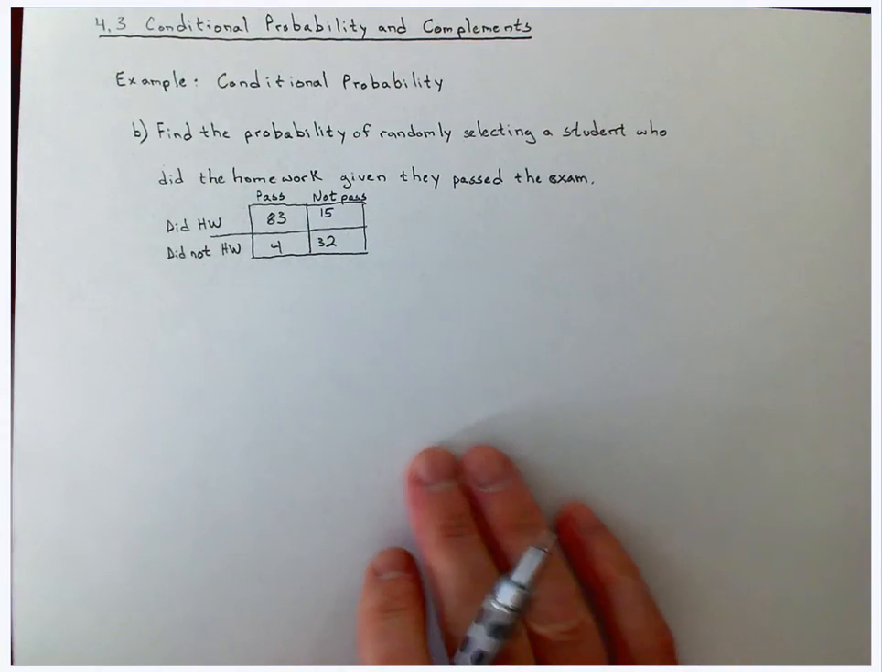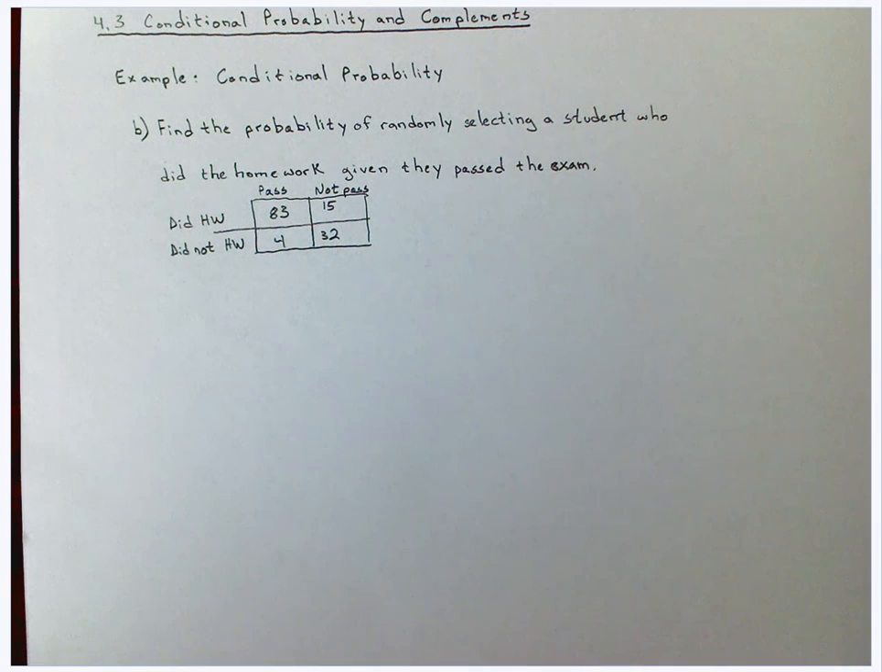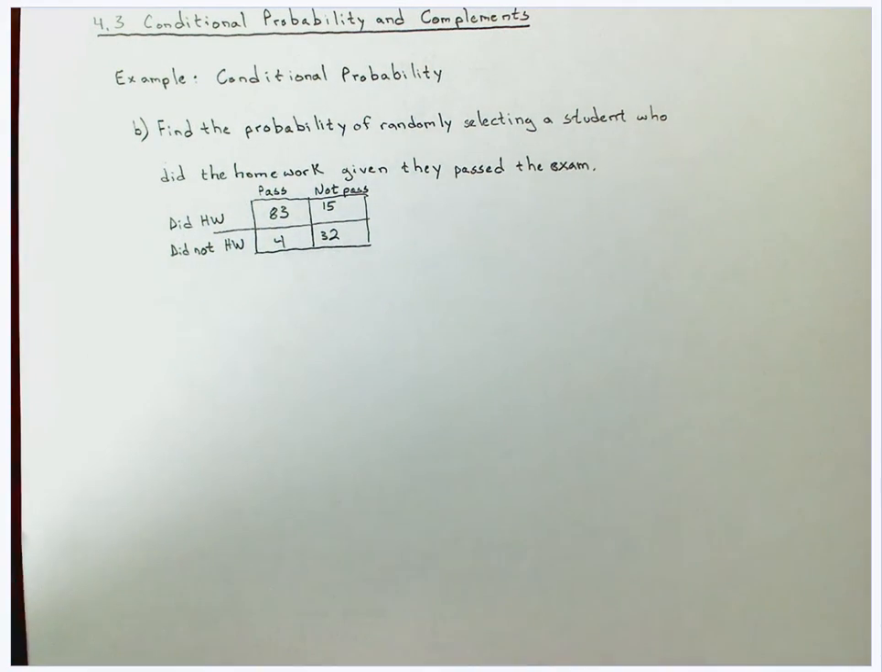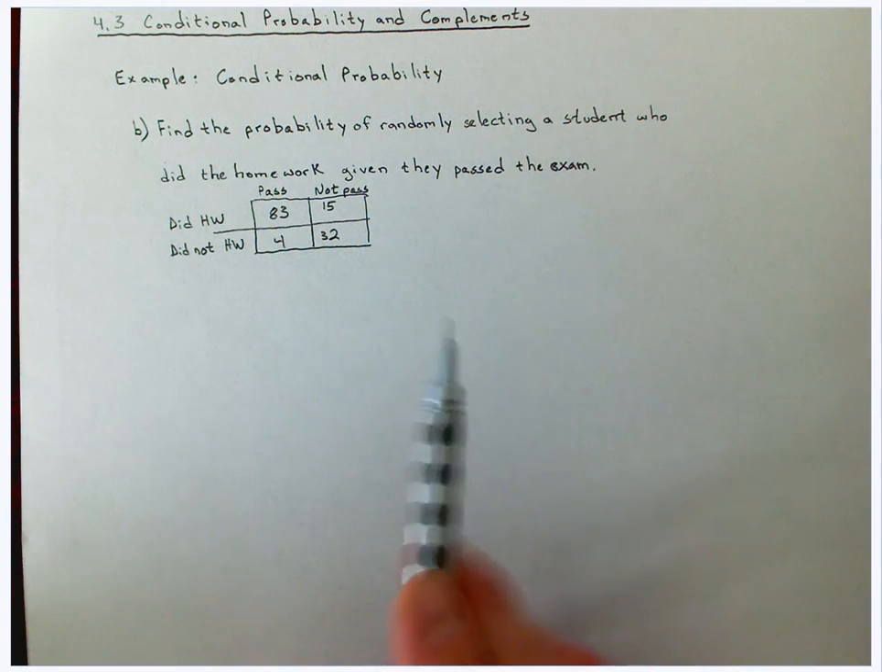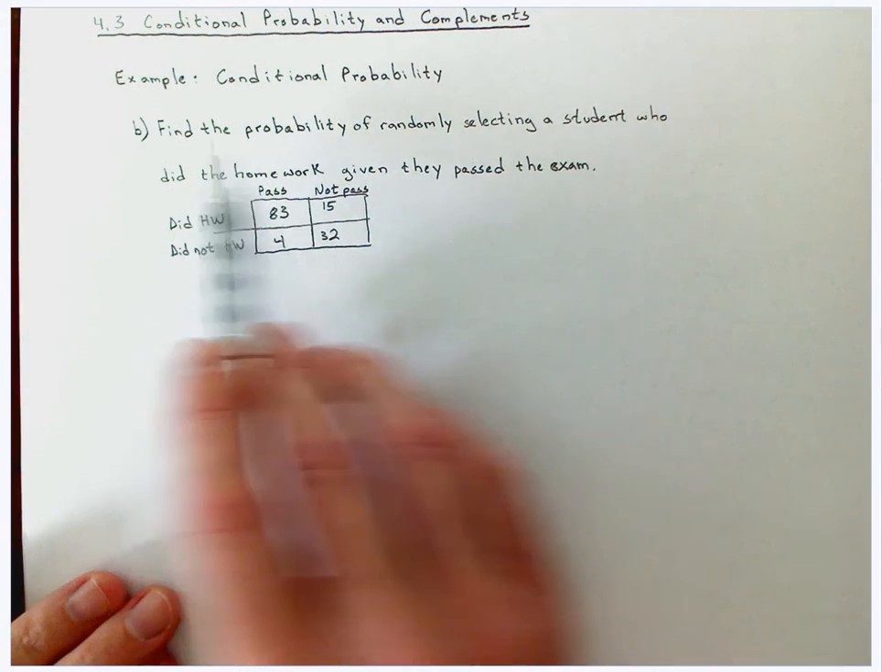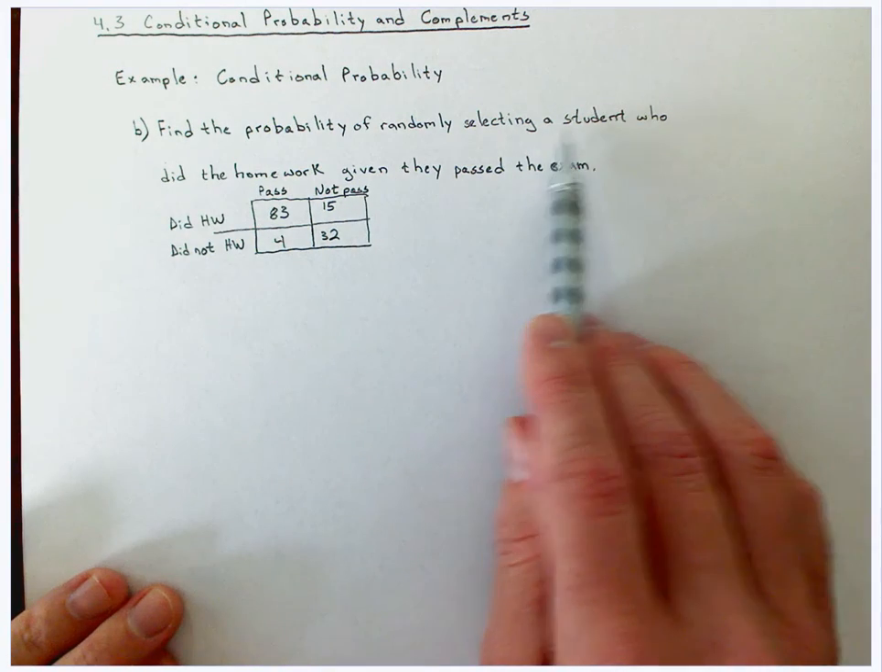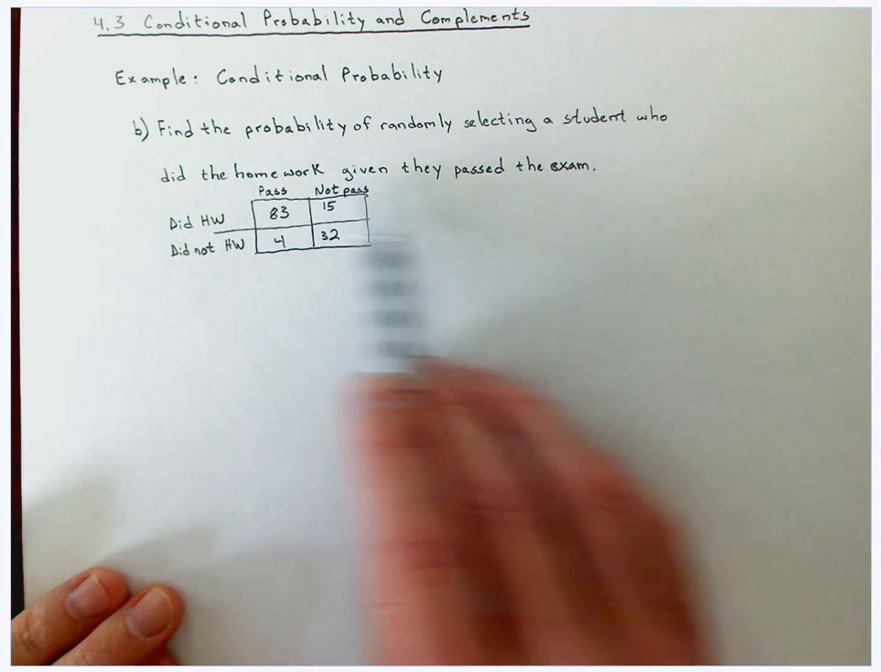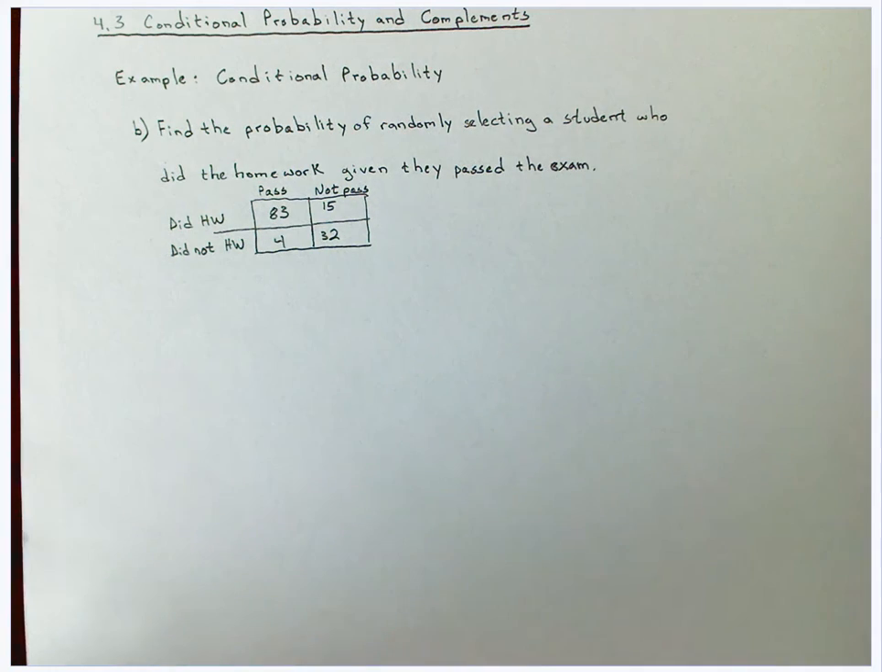Alright, so one other example. For this one, I want you to pause the video. And sorry, I forgot to write the table in there, so I wrote it in there. Kind of small, crammed in there. But same data from the last one. And then what I want you to find is the probability of randomly selecting a student who did the homework given they passed the exam. Pause the video, work it, and let's see if we get the same answer.